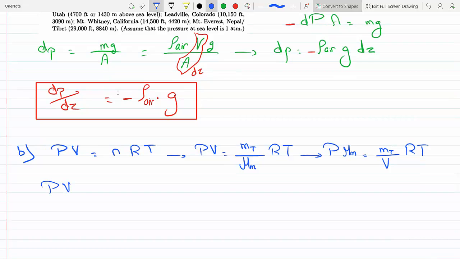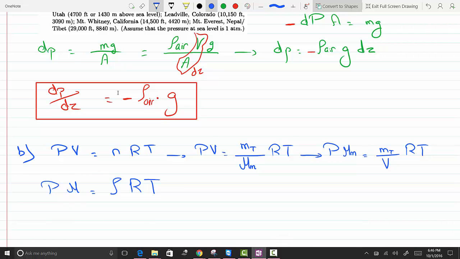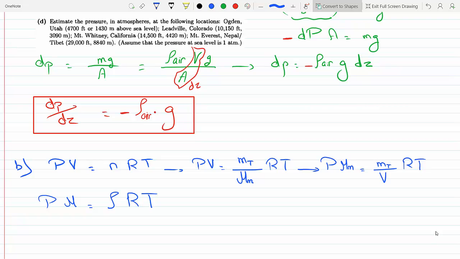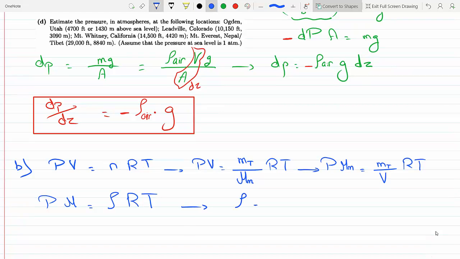So PV, or P times the molar mass, would equal rho RT. So that means the density is just P times the molar mass divided by RT.